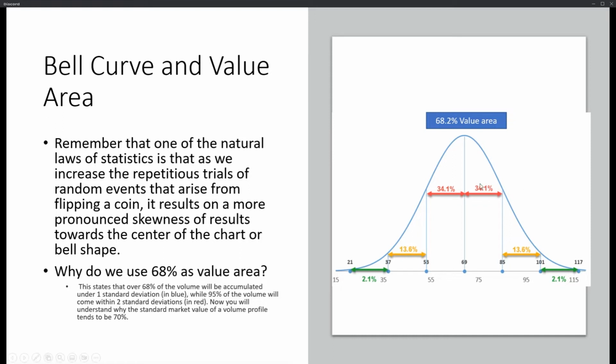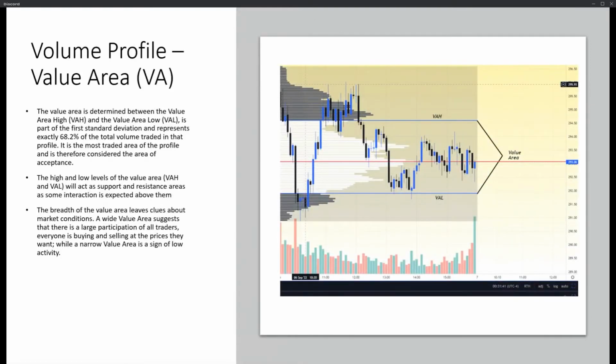So everybody understands mathematically why we use this. And if you flip this, and we'll flip it actually in one of the slides here, this is your volume profile. If you look here, 68% of your volume is between value area high and value area low.